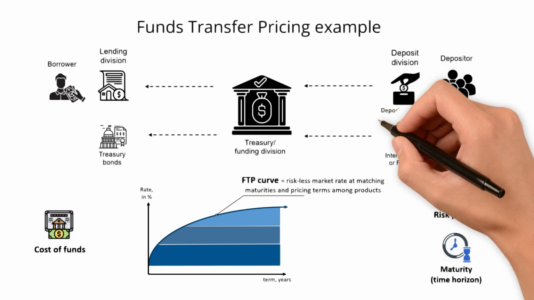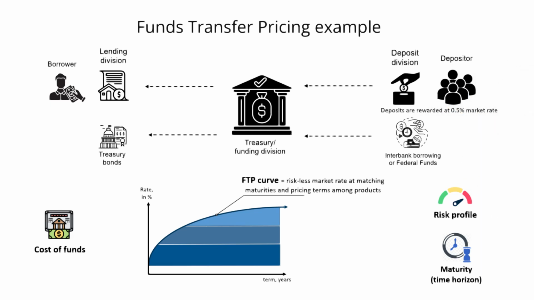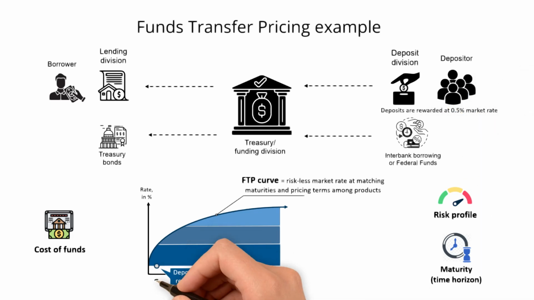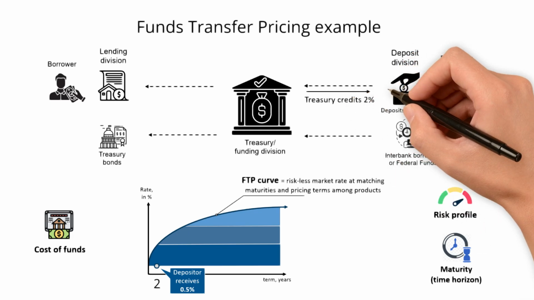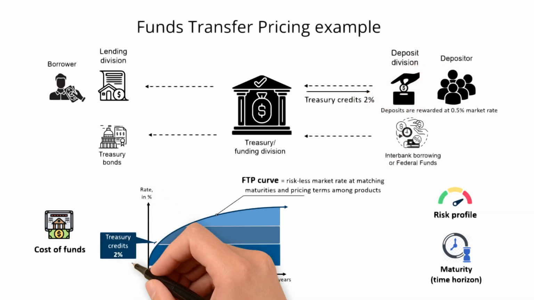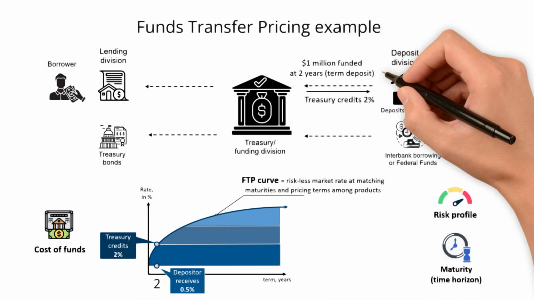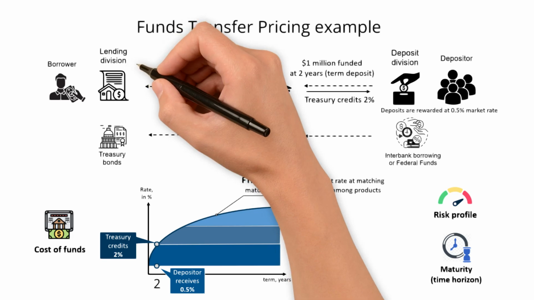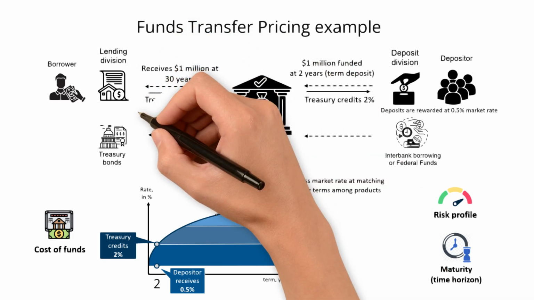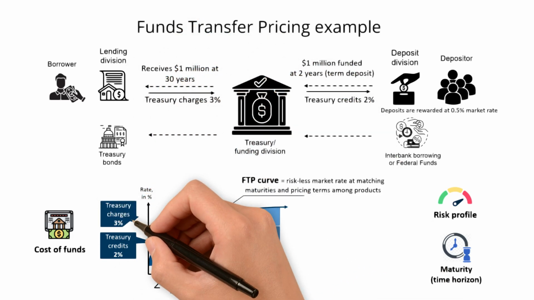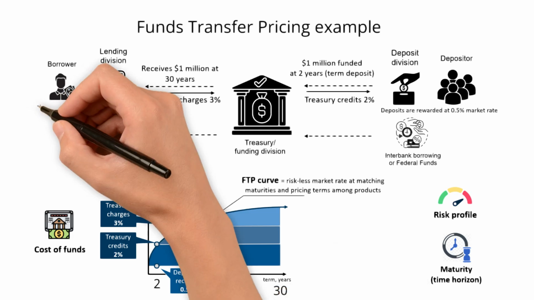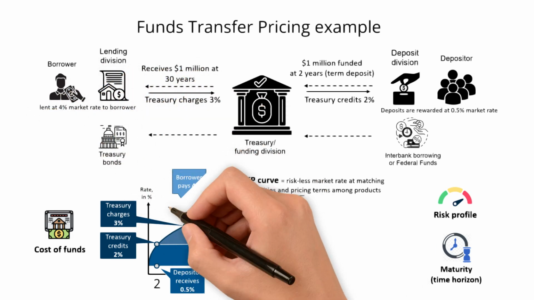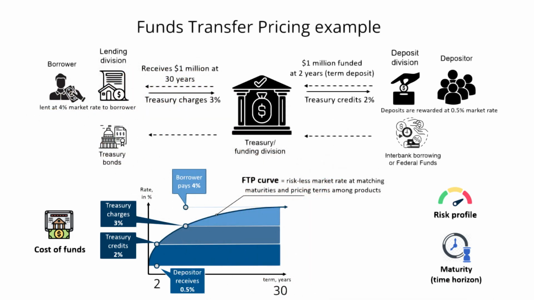The deposit division accepts customer deposits and pays an interest rate of 0.5% on a term deposit of 2 years. The treasury division credits those with a 2% term deposit rate, the actual FTP rate on the FTP curve, for a maturity of 2 years. The treasury division lends subsequently funds to the lending division at the FTP rate of 3%. And the lending division extends, for example, loans of 30 years to a customer at a loan rate of 4%.